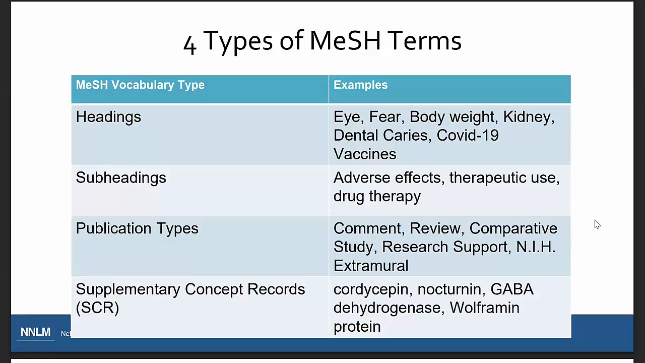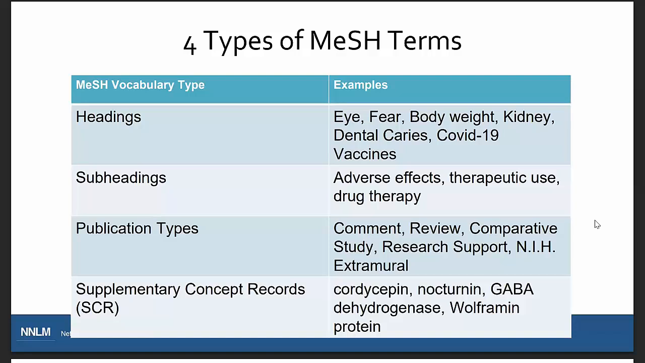Publication types describe the type of material being indexed, such as a review article or a comment in a journal. And lastly, we have supplementary concept records. Supplementary concept records are also known as SCRs. Most supplementary concept records describe chemicals and drugs, which are referred to as substances in PubMed. I'll show you where to find the substance information in a PubMed citation in a bit.